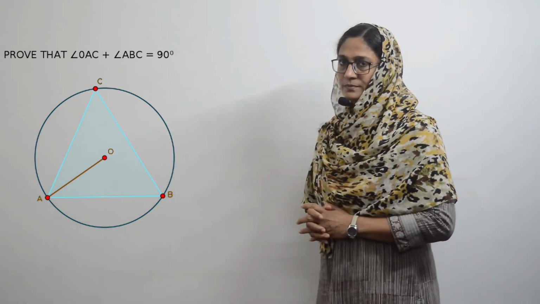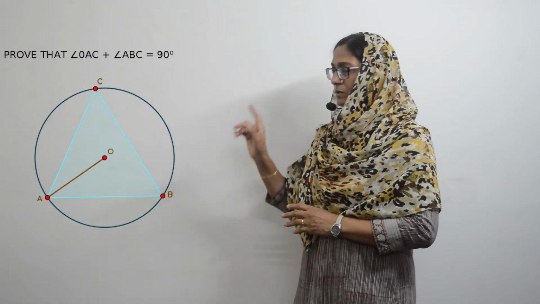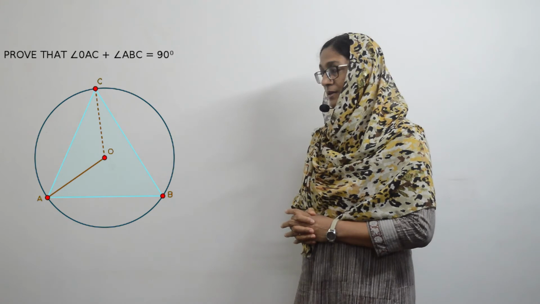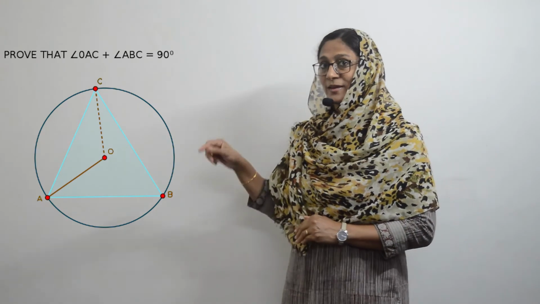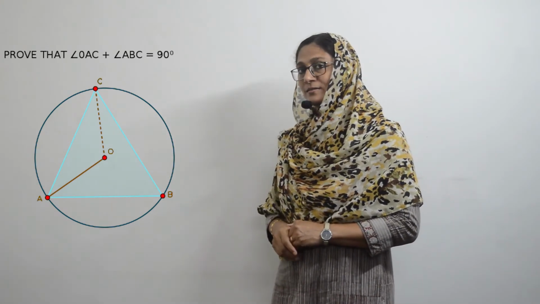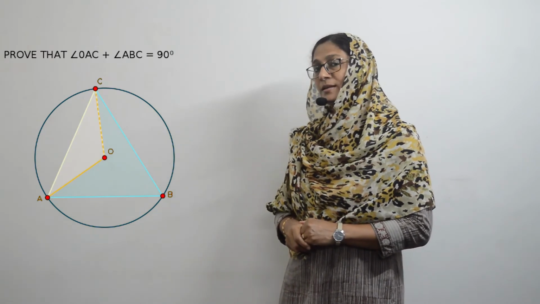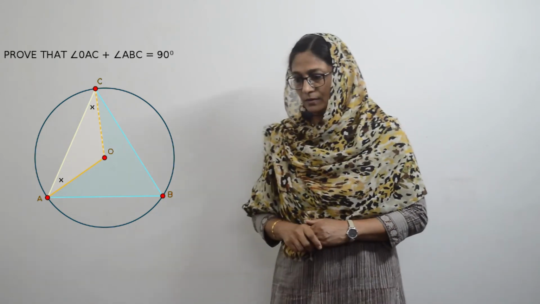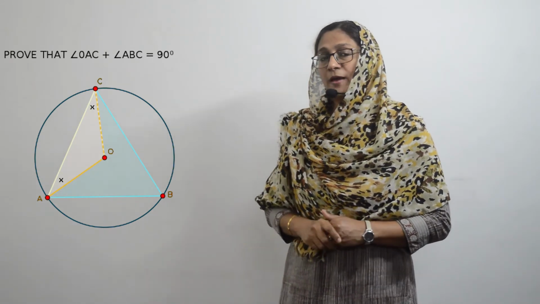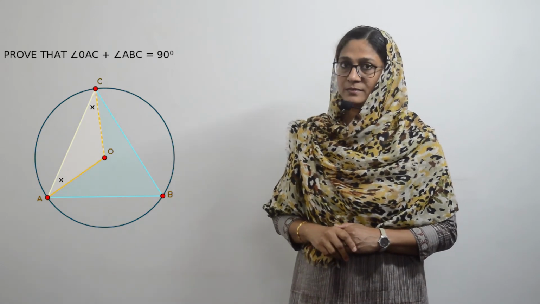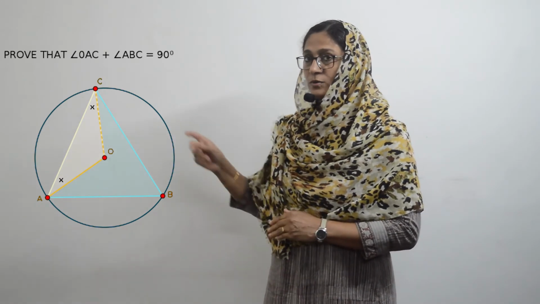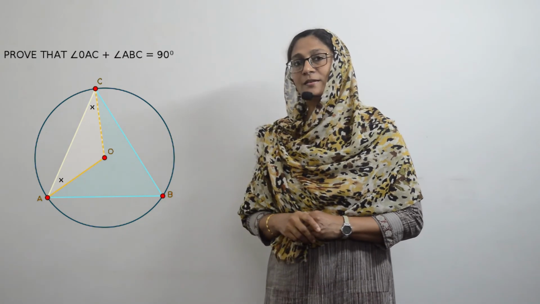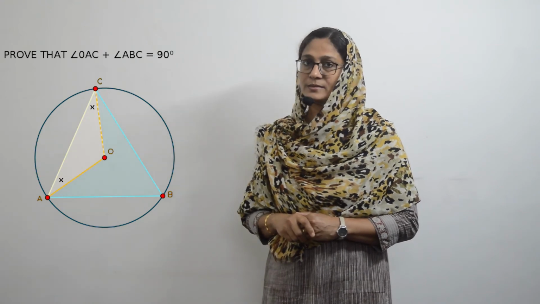Look at the picture. Let's join O to C. Now OC and OA are both radius. And OAC is an isosceles triangle. So then it has two equal angles. Let's mark them as x and x. We know that the sum of angles of a triangle is 180 degrees. Now in this triangle, the two angles are x and x. So its third angle will be 180 minus 2x.